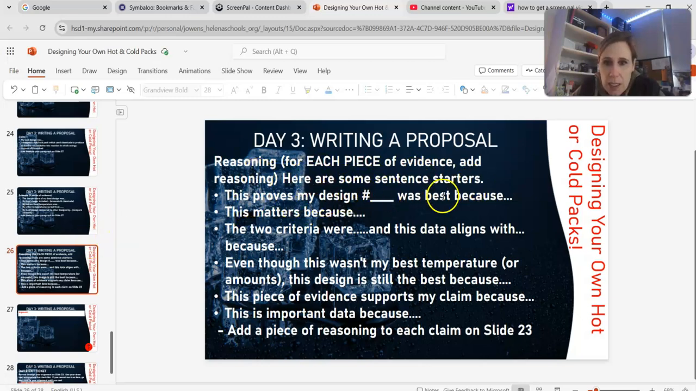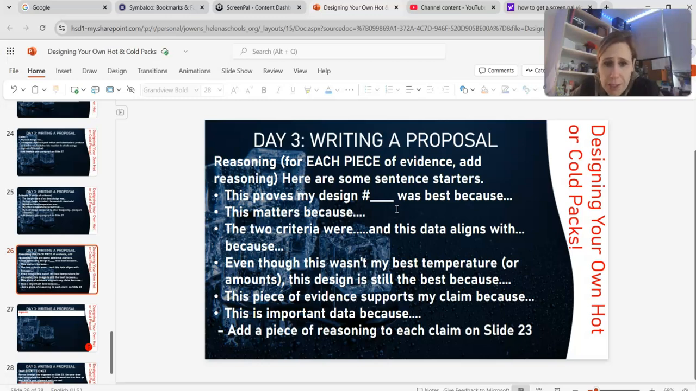This proves my design number blank was best because. So you would follow that up after a piece of evidence. The temperature for my best design was this, and this proves that my design number blank was best because why is it important to have a good temperature? This matters because. So again, you guys will choose these sentence starters or write your own to follow up each piece of evidence. So each piece of evidence should have a good explanation of why that piece of evidence matters, and saying that this is your best design.